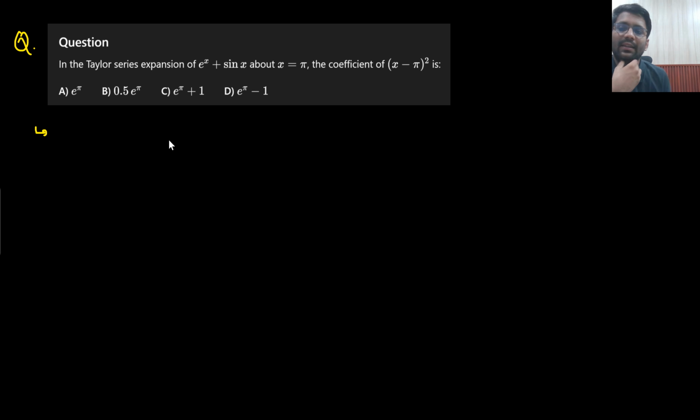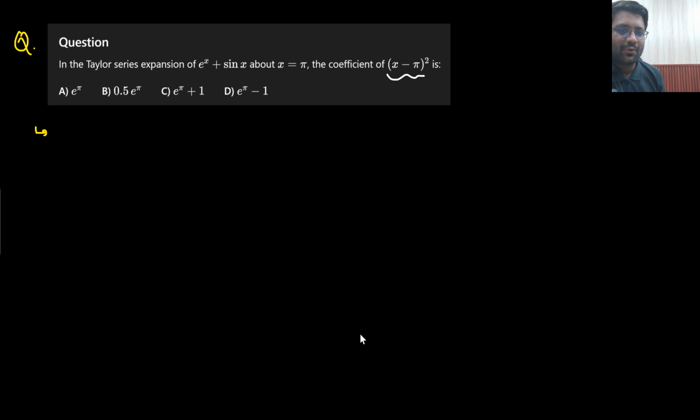Solve this question. What they are asking: Taylor series expansion of e to the power x plus sin x about x equals to 5. They are asking a particular coefficient, no? Okay, just 1 second. Yeah, welcome back. Sorry for the interruption. So we need to find out the Taylor series expansion of e to the power x plus sin x about x equals to pi, and we need to find out the coefficient of (x minus pi) whole square. This is the only question they are asking.